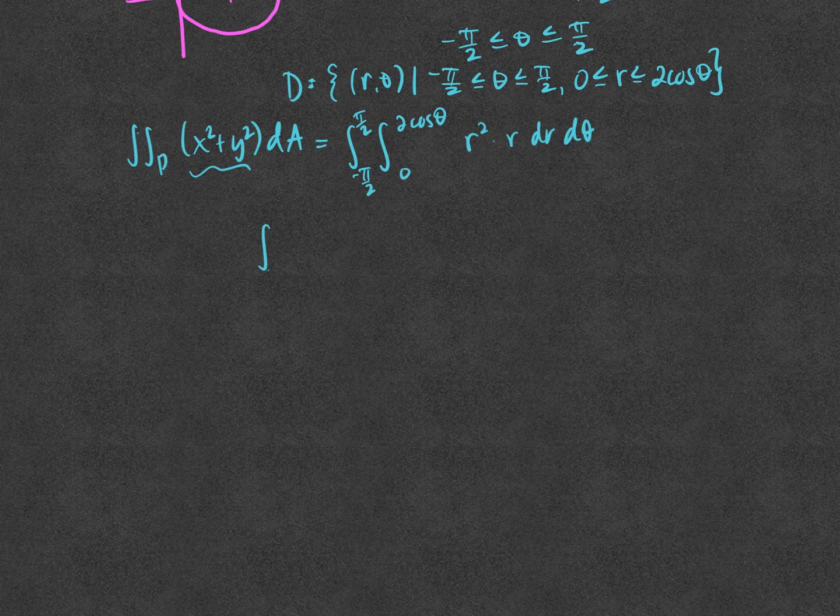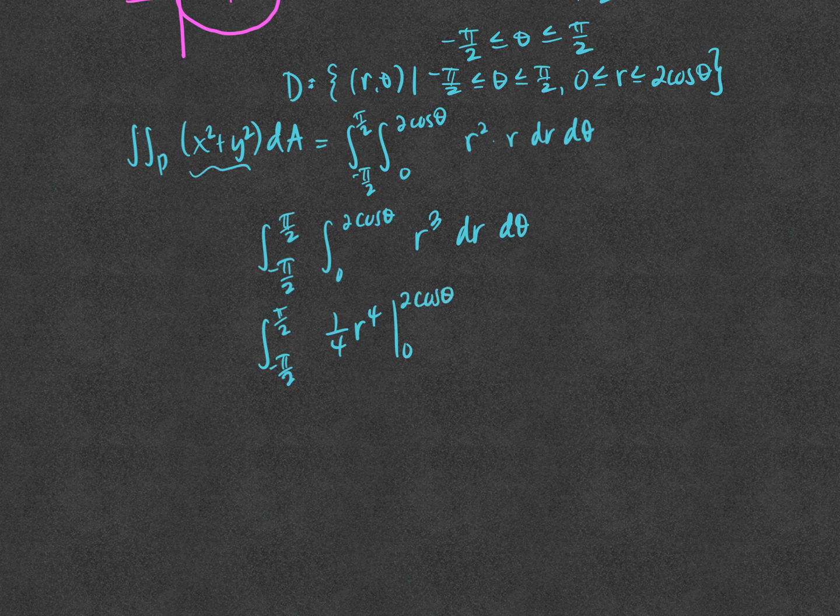So now we're going to integrate from negative pi over 2 to positive pi over 2. The integral from 0 to 2 cosine of theta. Here we have r to the third dr d theta. I was going to skip that step, but apparently I did it wrong. So let's write it out. When we integrate r to the third, we get 1/4 r to the fourth from 0 to 2 cosine theta. And then when we're done, we're going to integrate with respect to theta.